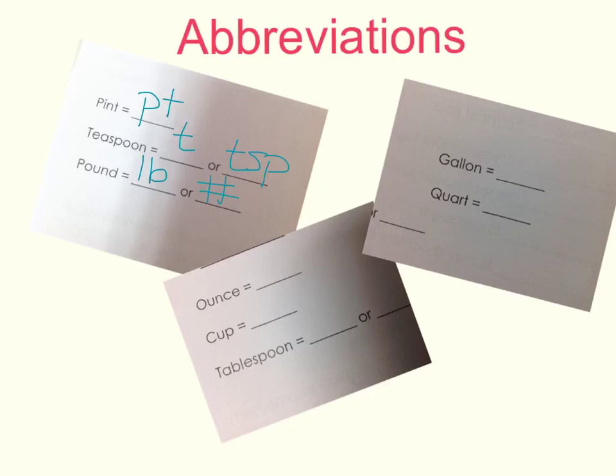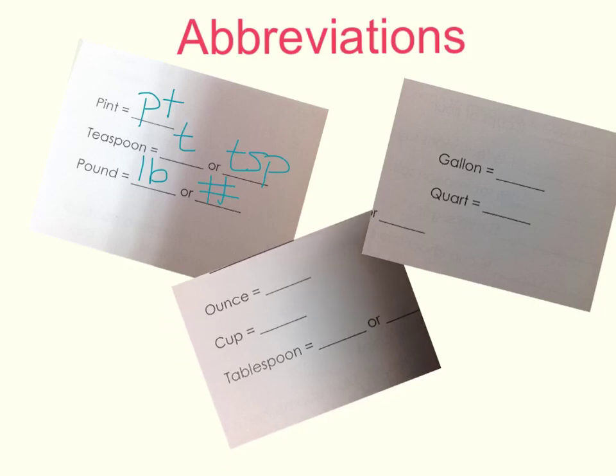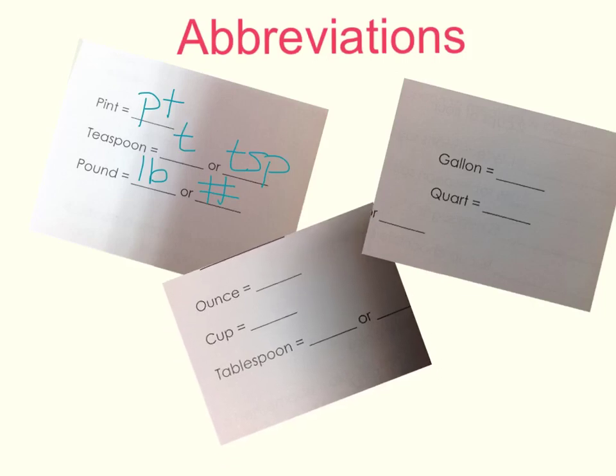Moving over to the center column, we have ounce. And the abbreviation for ounce is simply OZ. Again, not really sure where it came from. Another great idea for a research project. The abbreviation for cup is just the letter C.